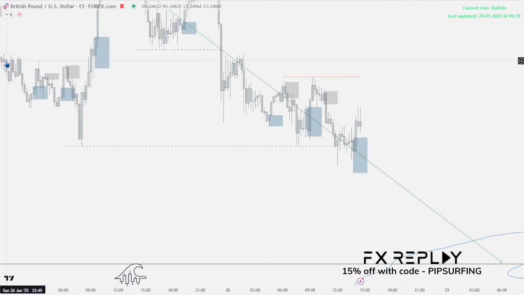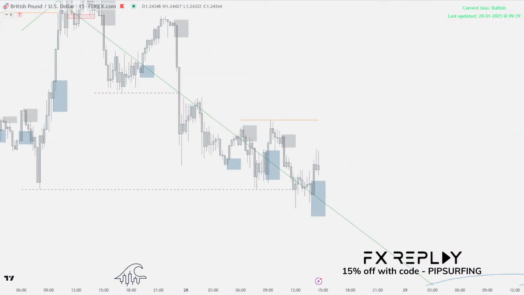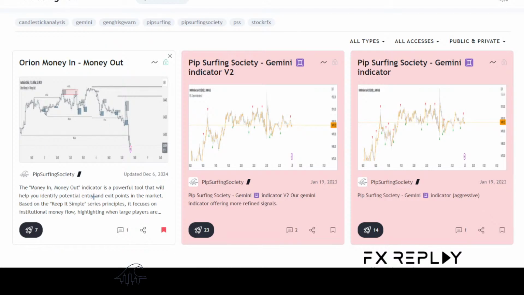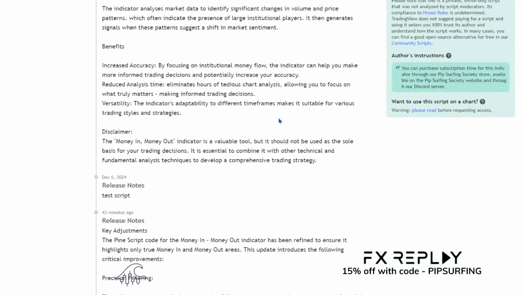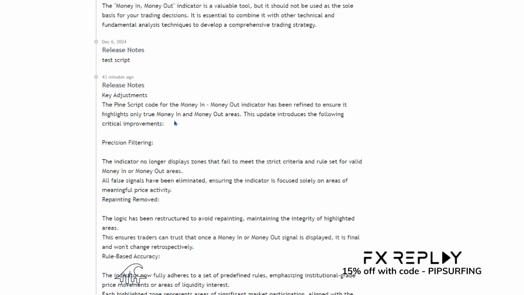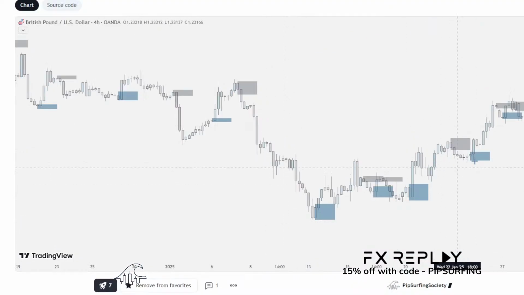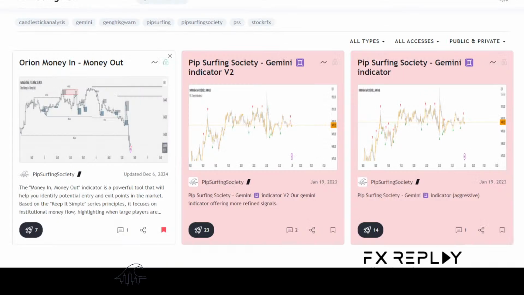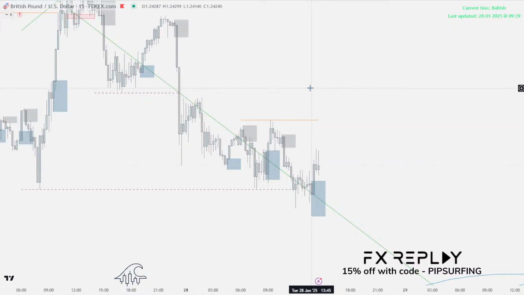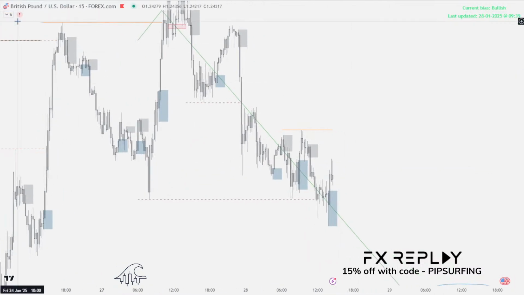We've recently updated the money in, money out script. So this has been updated. We updated it about 45 minutes ago. And it pretty much added a precision filter to it. And it also stops repainting. So there's no repainting on that. And it's only going to show you the real areas. We had a small issue with repainting, so we've addressed that.